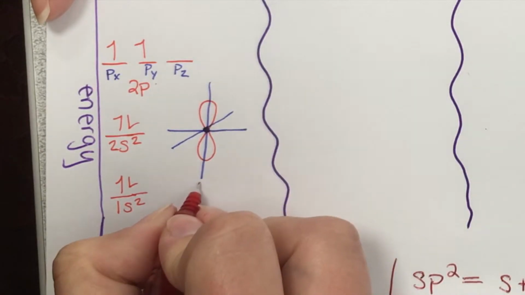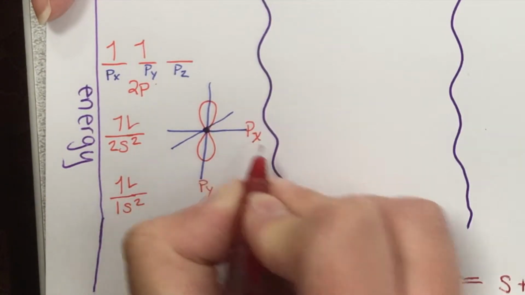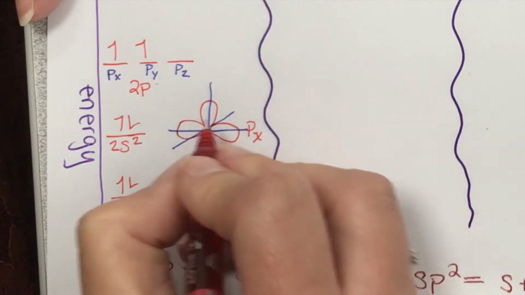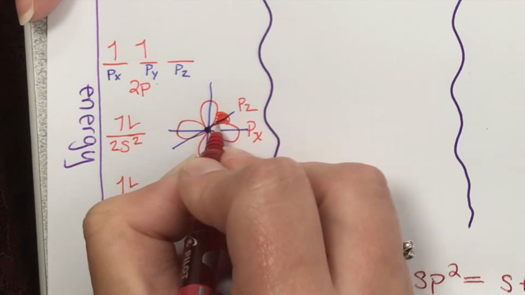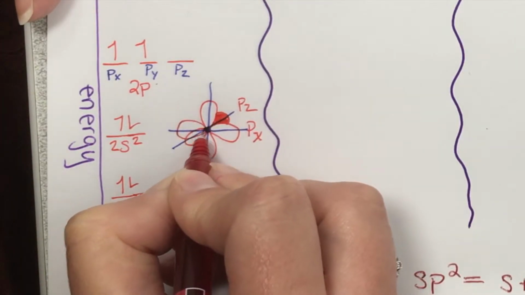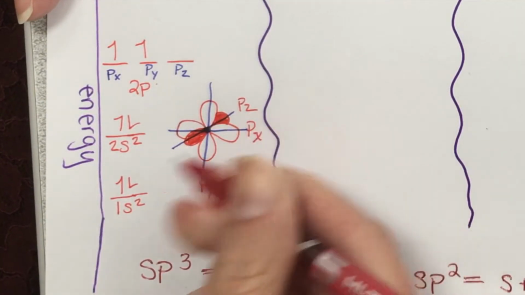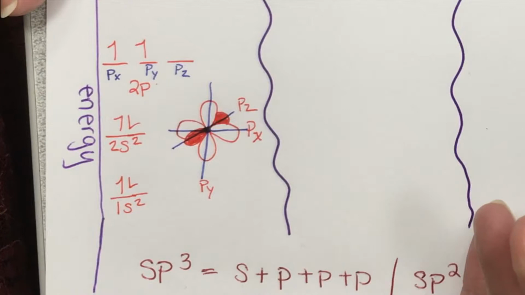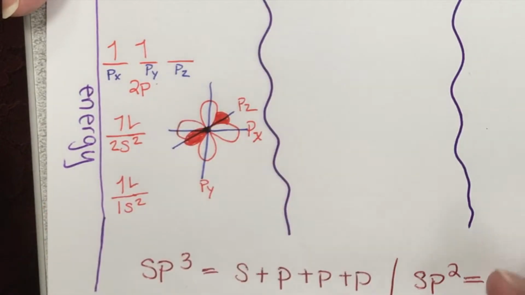So this red one is py, right? That's along the y-axis. You can also have px, and that is a p orbital along this axis. You can also have pz, which, if you picture this going backwards behind the rest of the atom, and then this one coming forwards, coming out of the paper, that's on the z-axis. So those are each p orbitals, and each p orbital can hold up to 2 electrons. So this one can hold 2 electrons, this one can hold 2 electrons, and this one can hold 2 electrons.